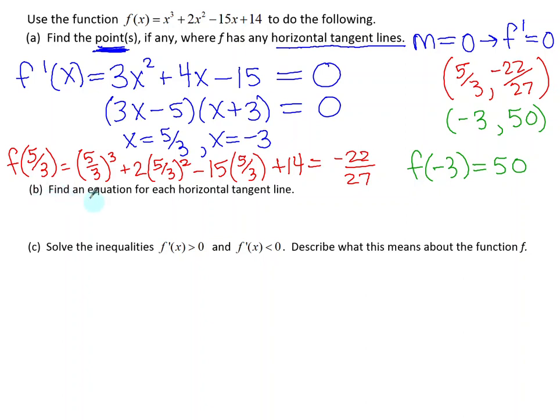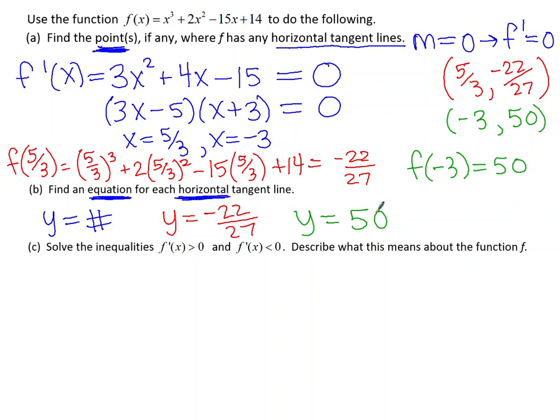B, find an equation for each horizontal tangent line. Now remember that we already know the slope is 0, and anytime it's a horizontal line, it's simply y equals a number. So looking at the y-coordinates that we got for each of the points, we simply are going to have y equals negative 22/27 and y equals 50. Two horizontal tangent line equations.